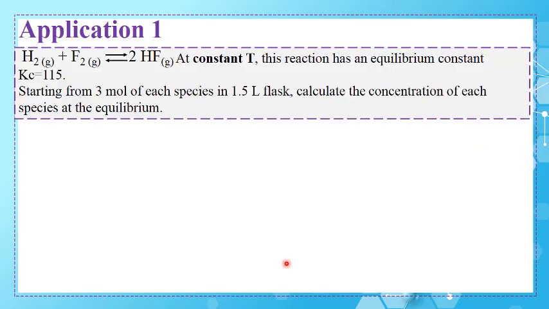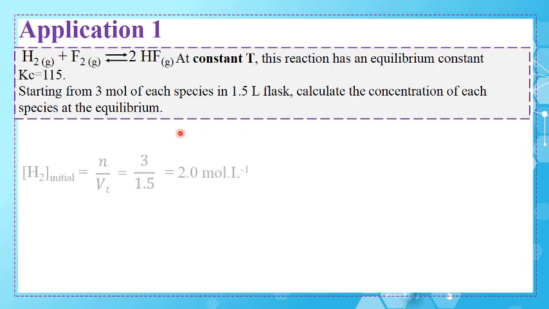Now about this application, I will not ask you to pause as usual. I will work this application with you. Look here, I have this reversible reaction, and pay attention that all constituents are gas. So we are in case of homogeneous equilibrium. The given is at constant T, this reaction has an equilibrium constant 15, starting from 3 mole of each species in 1.5 liter flask. Calculate the concentration of each species at equilibrium.